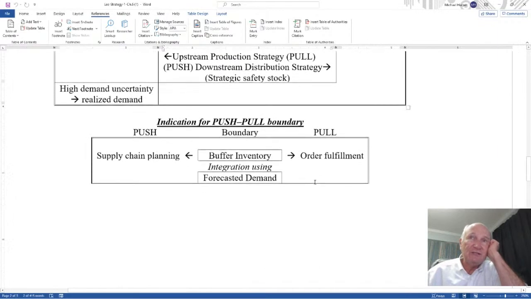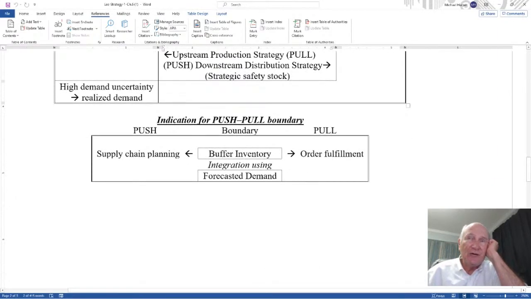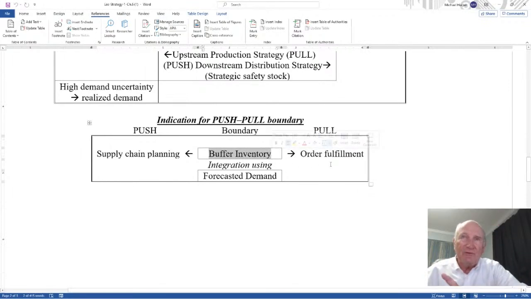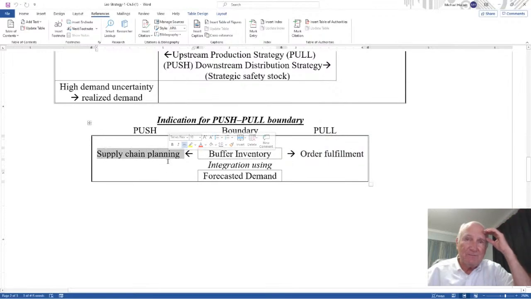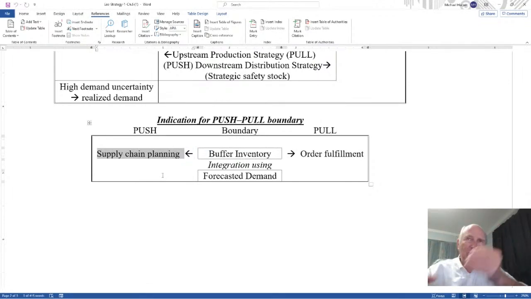Okay, so the indications for push-pull boundary is you have something called either a buffer inventory or your integration is where the supply chain is where push meets pull. It's called the push-pull boundary. You can have buffer inventory here to satisfy order fulfillment, but there's where you have your supply chain planning within your push system. So you plan on what that forecasted demand is going to be, but that forecasted demand creates inventory right where it needs to have a buffer inventory to satisfy the pull order fulfillments.